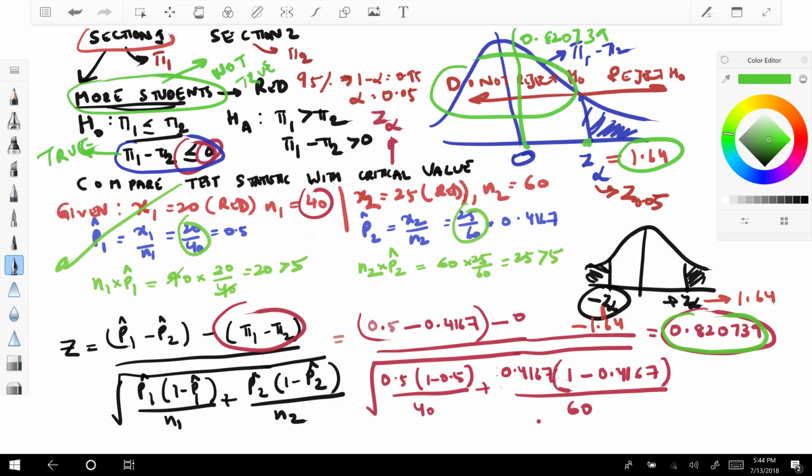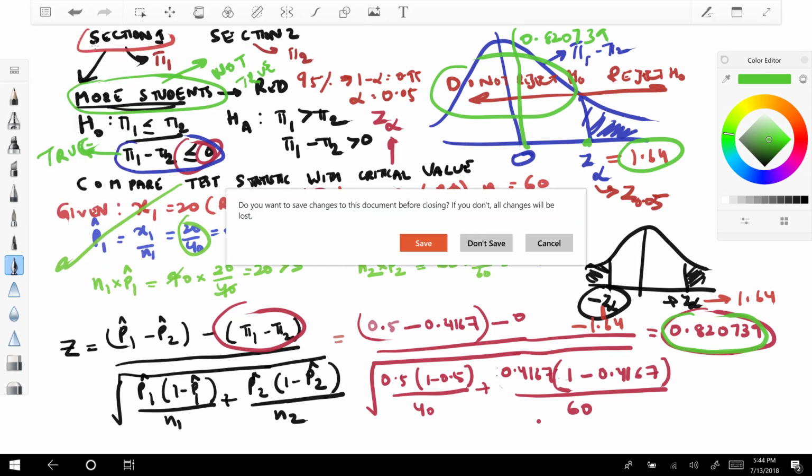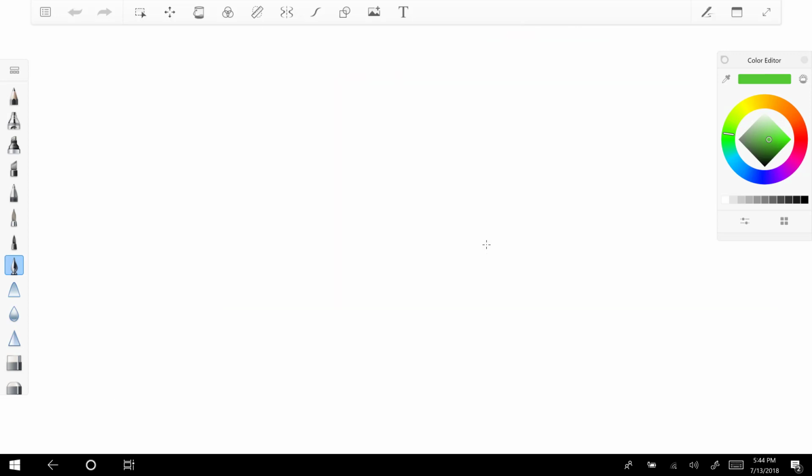Once we have this, let's try to calculate the confidence interval. This is a one-tail test, and let's see how we can calculate a confidence interval. This is the 1 minus alpha confidence interval for the same problem, where we wanted a 95% confidence interval.